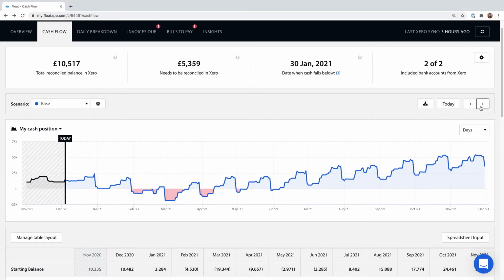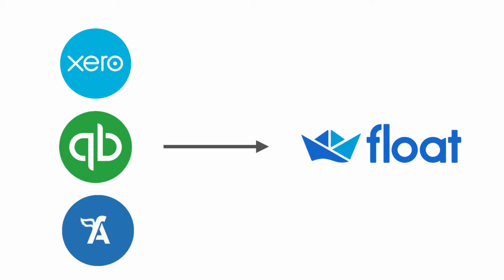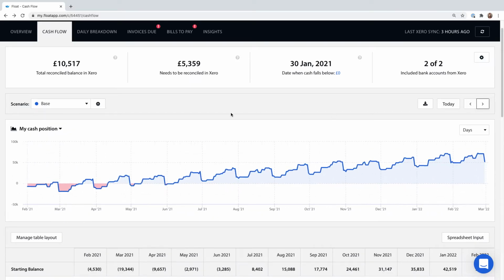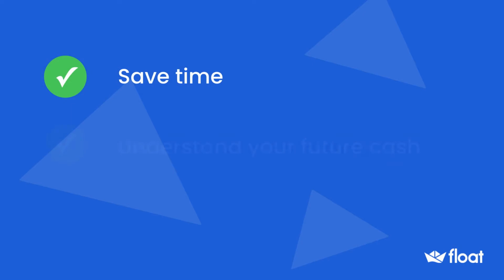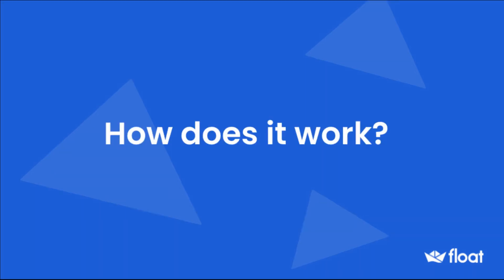questions and many more. So what is Float? Float is a cash flow forecasting add-on for Xero, QuickBooks Online and FreeAgent users. It provides you with much more forward-looking functionality than your accounting software. Use Float to save time and get a clear understanding of your future cash up to 3 years ahead and scenario plan for your what-if questions. So how does Float work?